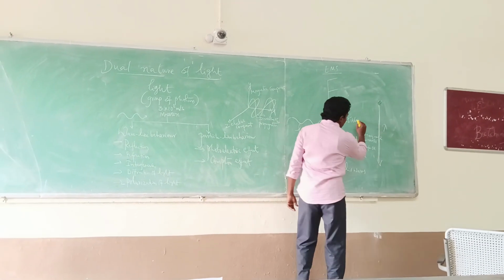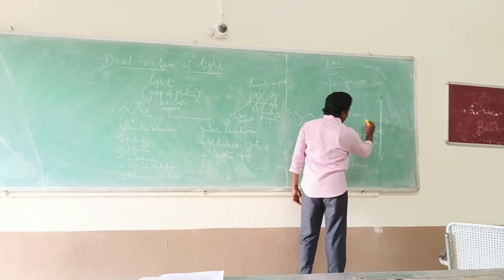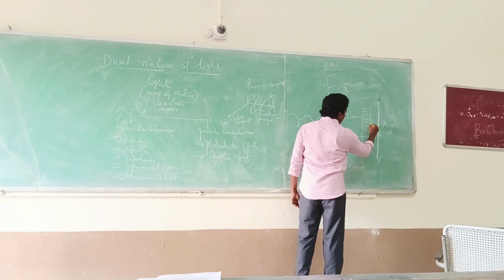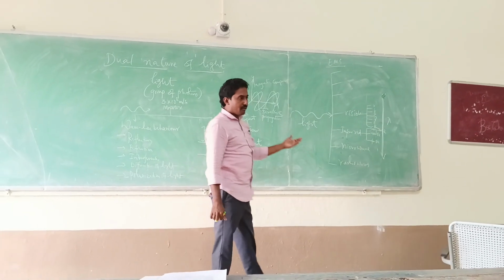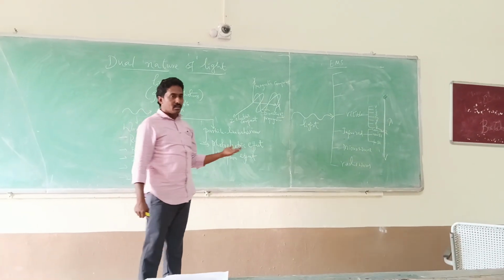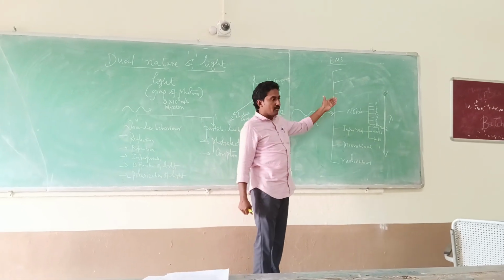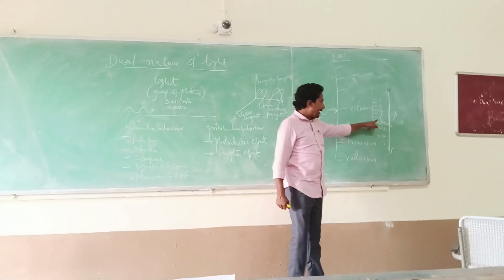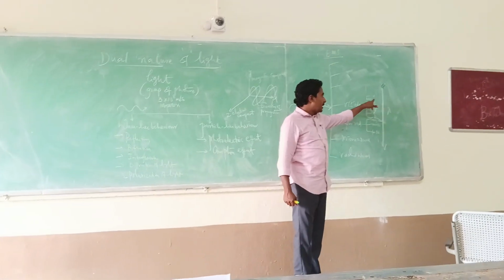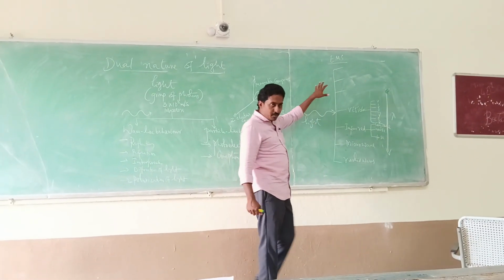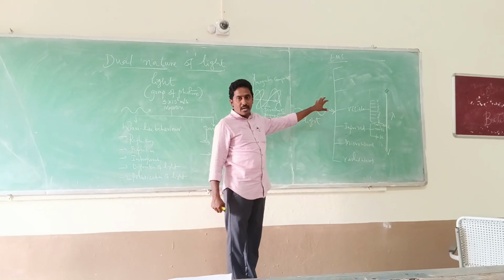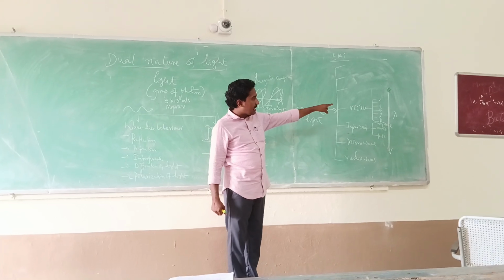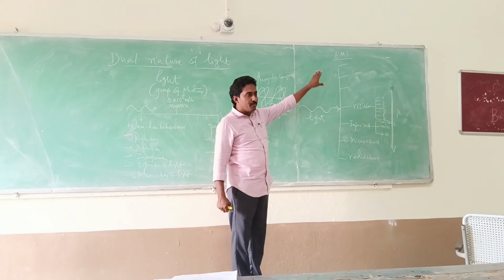Now further, the visible region is divided into VIBGYOR. The wavelength of the red is greater than the remaining ones. The wavelength of the violet is less than the wavelength of the red. From bottom to top: red, orange, yellow, green, blue, indigo, and violet. So the visible portion of the electromagnetic spectrum has 7 regions: R, O, Y, G, B, I, V. The wavelength increases from V to R.